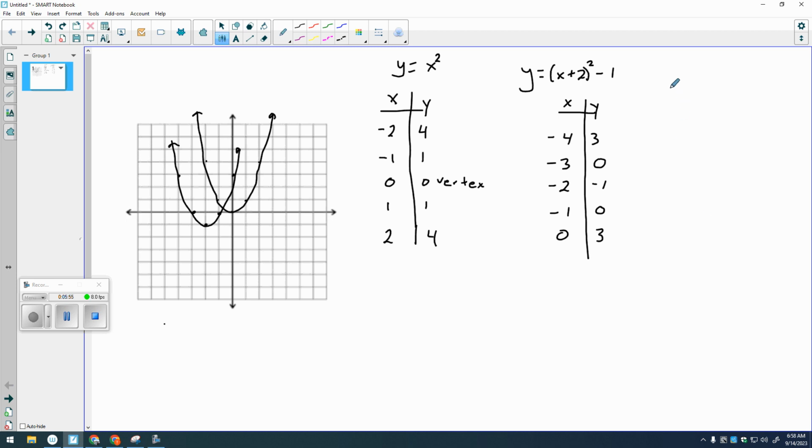Okay, let's try another one. y equals (x minus 3) squared. All right, make a table if you want. Sketch the graph. Hit pause, come back when you're done.